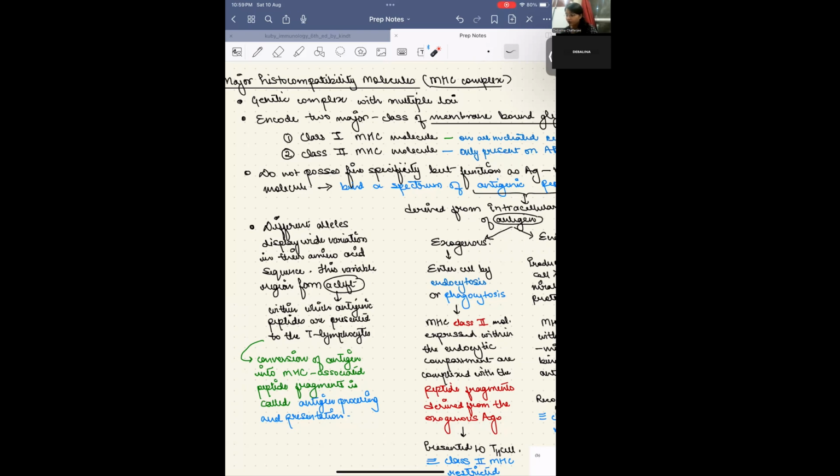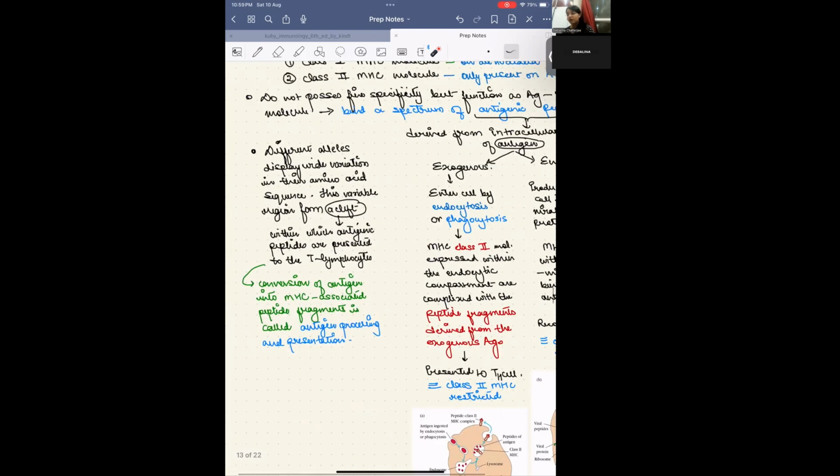Okay, within which the antigenic peptides are presented to the T lymphocytes. So whatever is binding inside that cleft, that is what is going to be presented. So that is how some sort of specificity is achieved. Okay. So this overall process where an antigen is converted into a complex as an MHC associated peptide fragment, this is the process which is called antigen processing and presentation.